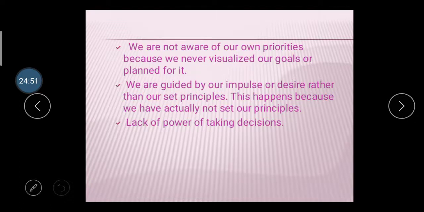Then we are guided by our impulses and desires rather than by a set of principles. This happens because we do not actually hold to our principles. Then there is a lack of power in taking decisions. Some people have less power in taking decisions, and that is why they cannot say no to other people.